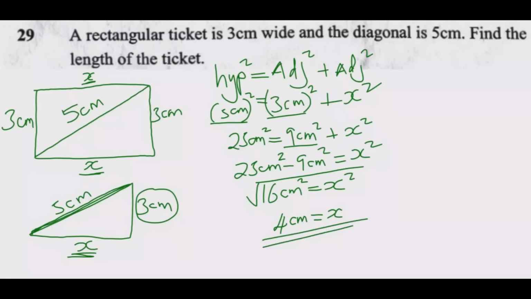And this is the length of the rectangle. So wherever there is x, we can put 4 centimeter. So we can go ahead and write 4 centimeter here on the triangle as well as on the rectangle. So what it means now is that the length of the ticket is 4 centimeter.